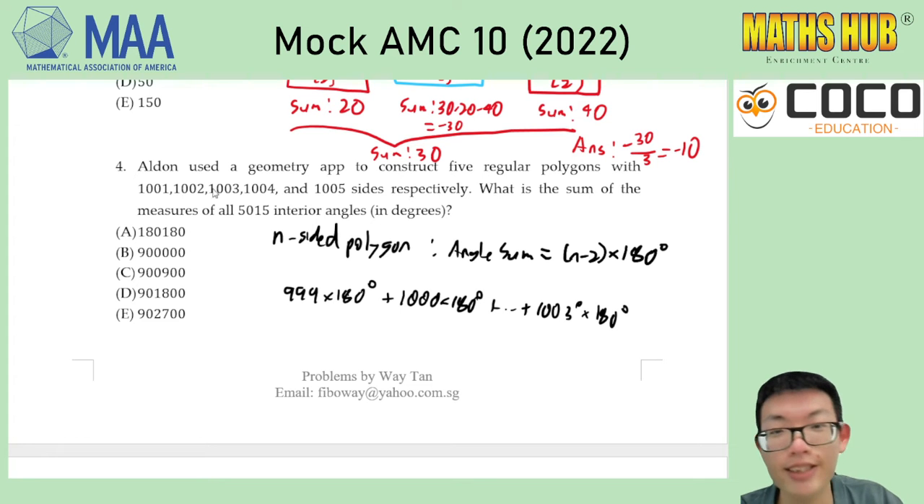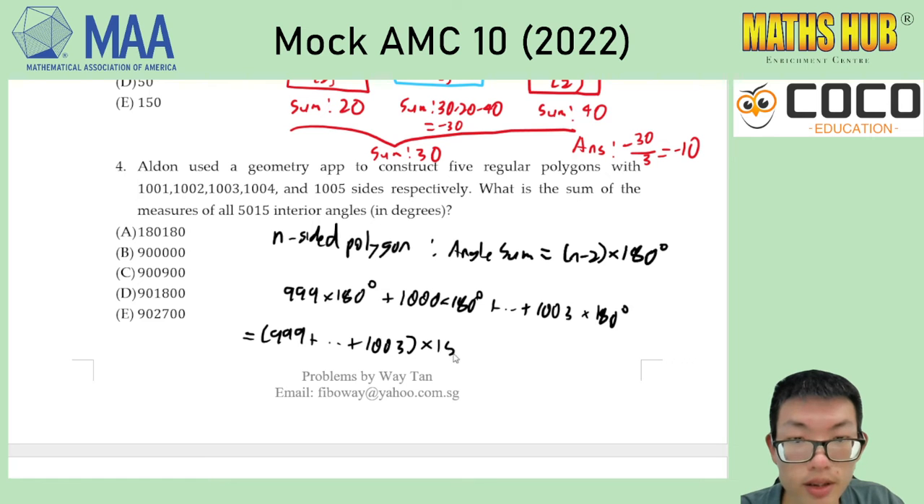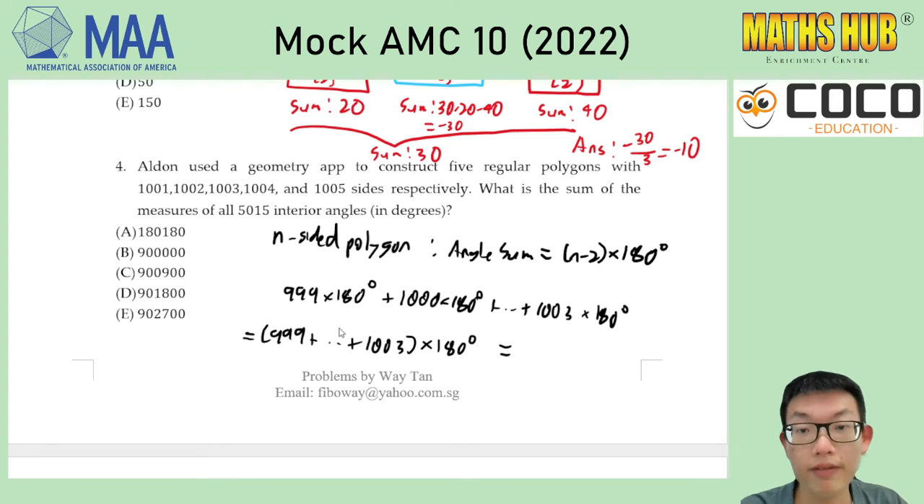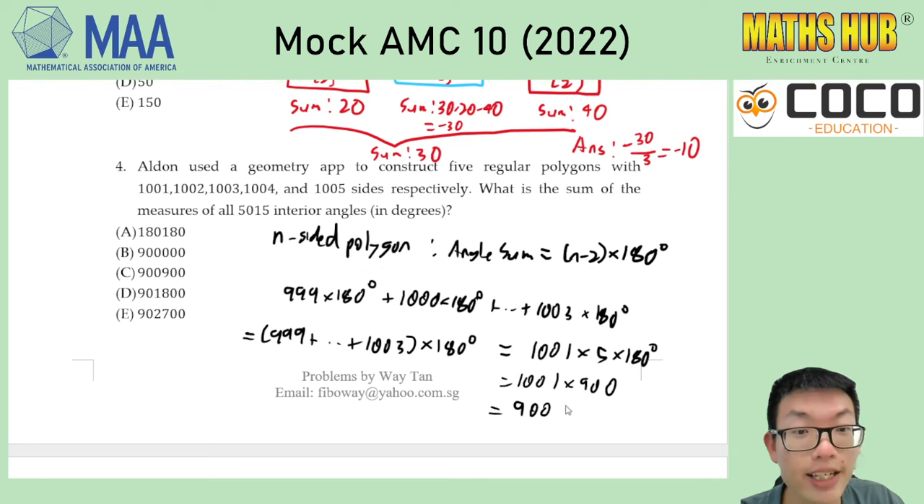Sorry, my degree sign's in the wrong place. Now, I don't want to multiply each of them 1 by 1 because 180 is a common factor. And I still don't want to add this and multiply just yet. I would say that for these ones, the average is 1001 and there are 5 of them. So that would be 1001 times 900, and that's the easiest thing to calculate ever. 900,900, which is option C.